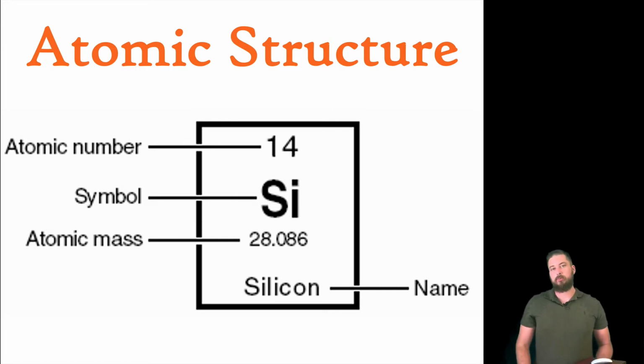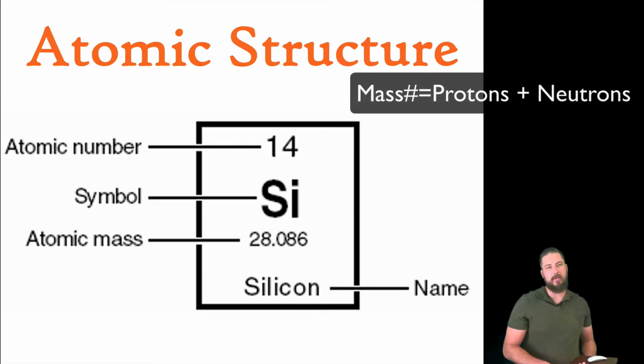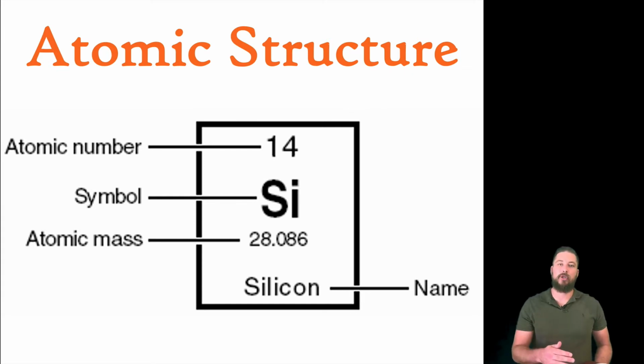What I want to really emphasize is that the atomic mass is different from the mass number. The mass number of an atom is the protons plus the neutrons. And so if you add the protons and neutrons together, you get the mass number. Now the atomic mass, however, is an average of all the different isotopes.